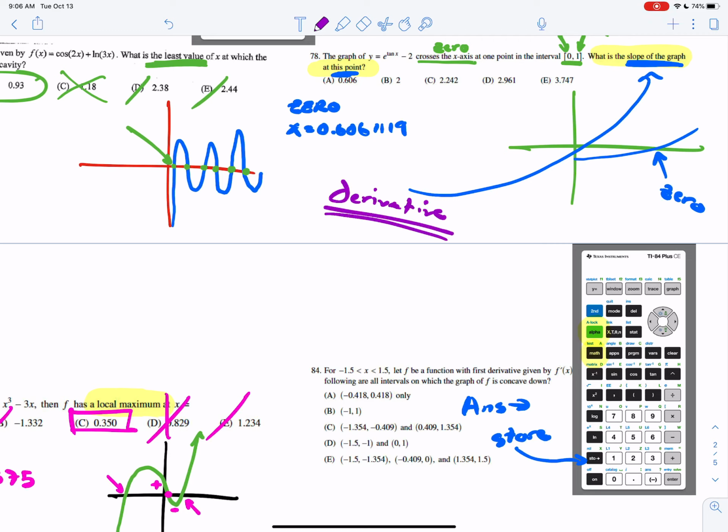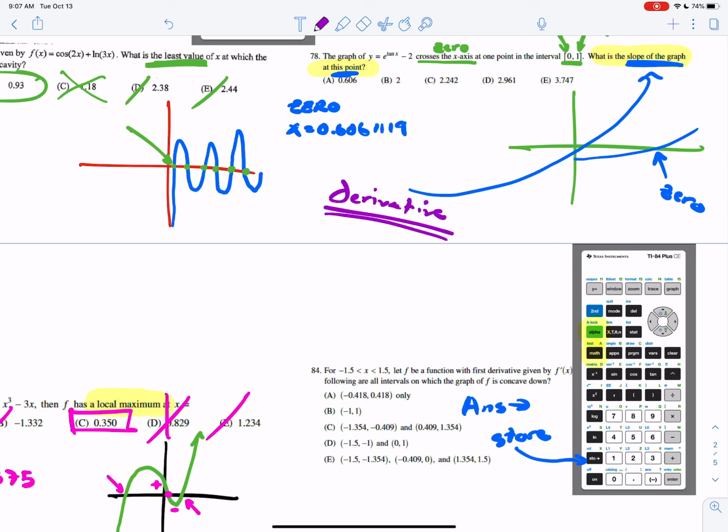Now, remember, when we were at our y equals, we already established what y1 was. So we could still use y1 here, even though we're in the home screen. So we're going to go to alpha, trace y1.